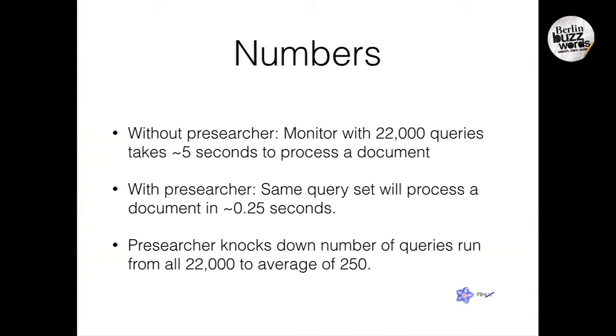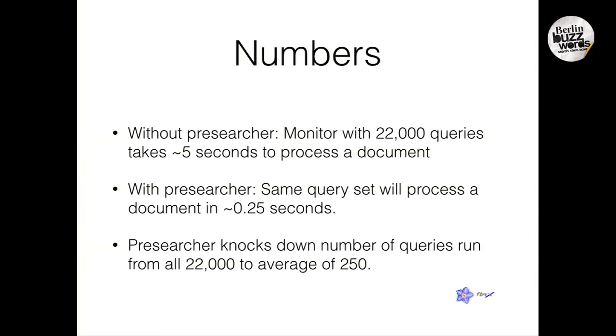But if we put the pre-searcher on there, exactly the same thing, it'll do it in a quarter of a second. So that's a 20 times speed up. If you have an SLA that says I need to do things in approximately a quarter of a second, and you don't have the pre-searcher on there, then you need 20 times as many machines. So this is a nice saving. And looking at what the pre-searcher is actually cutting out, of those 22,000 queries, it's running an average of 250.